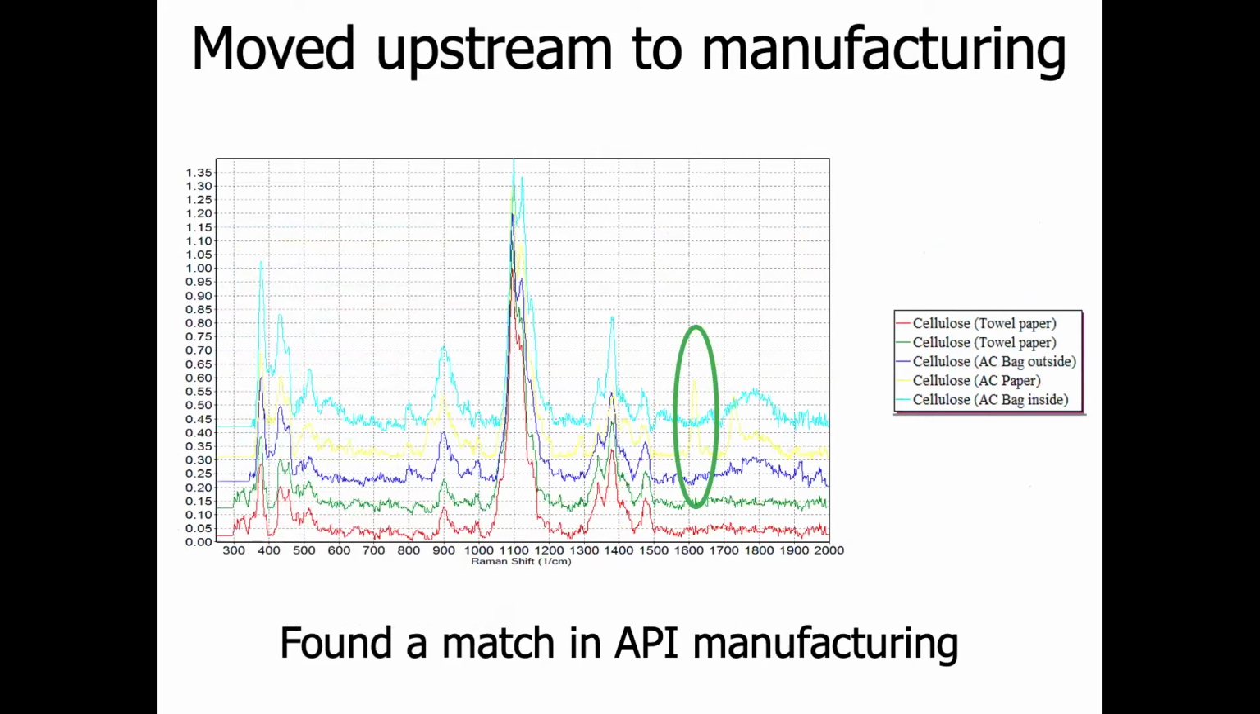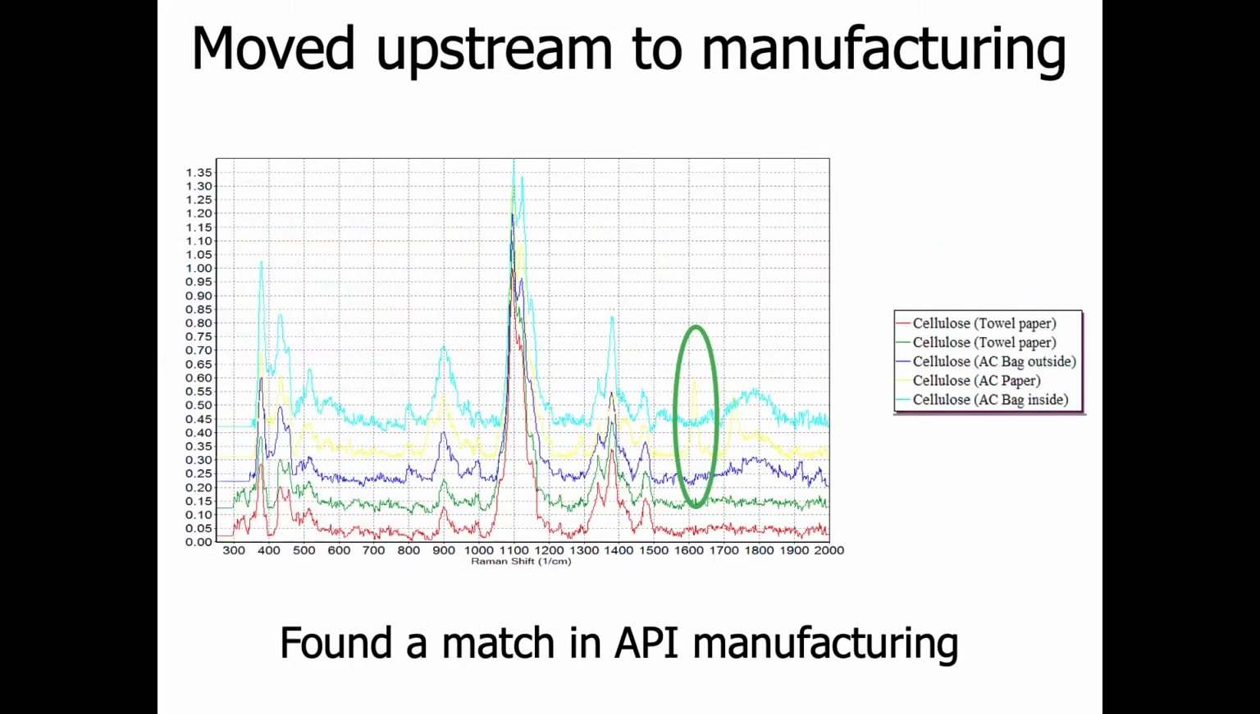So another approach was taken by moving upstream to manufacturing. Again, samples were taken from any cellulose material and Raman spectra were acquired. And in this case, a match was found. Unfortunately, it's the yellow graph, but this one has the peak at 1600 wave numbers, and also the overall spectrum matches very well with the contaminant spectrum. The match belonged to the AC paper from this lab.